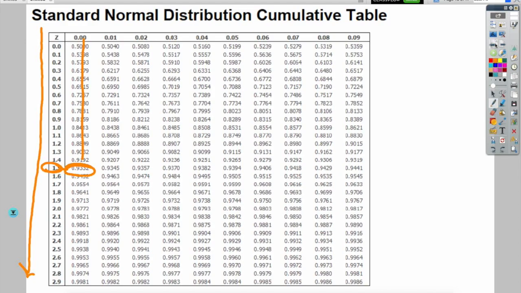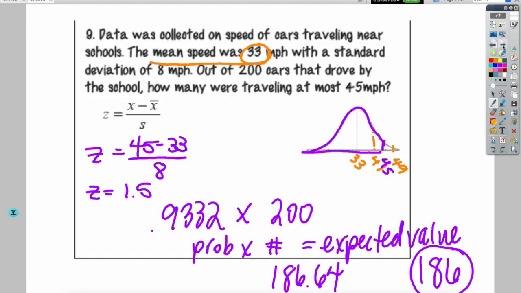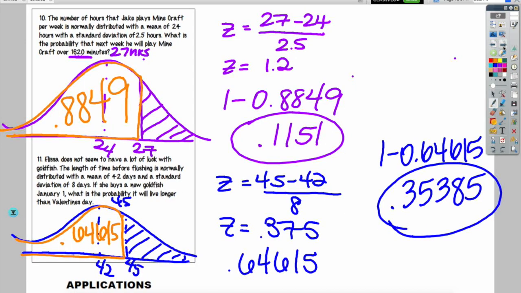The reason why this particular problem was shaded to the right is because it was asking for the probability of them living longer. So we weren't concerned about this orange area because that basically represents the probability that they won't live to Valentine's Day. We want the probability that they will live longer than Valentine's Day, like St. Patrick's Day or April Fool's Day.